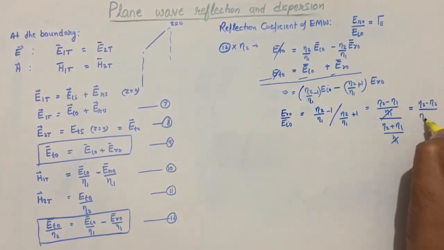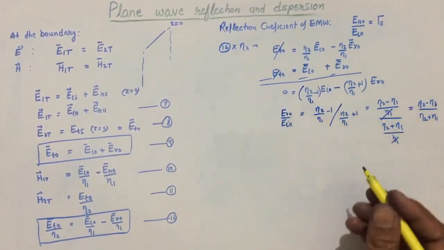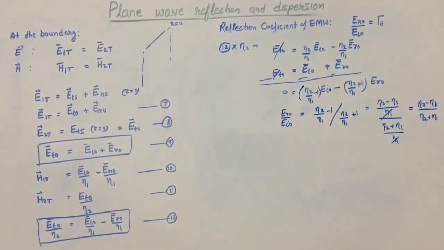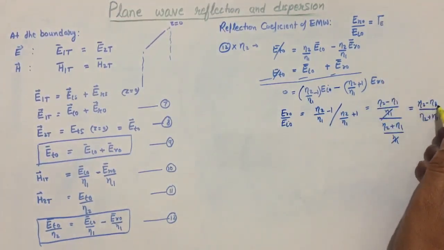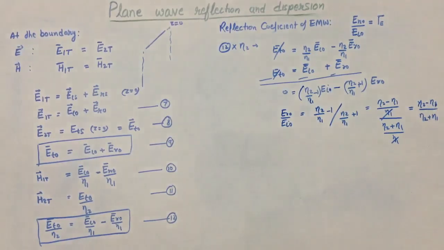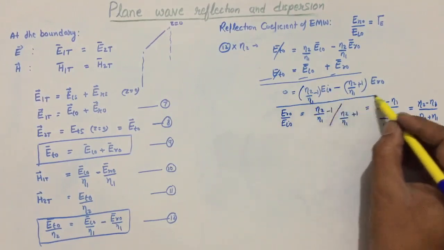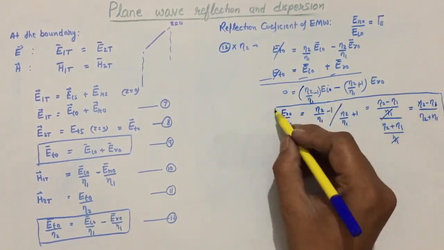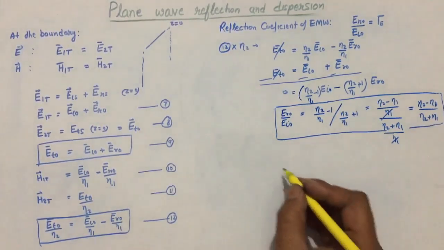impedance 2, impedance 1. This will be our final answer. So from here we can say the reflection coefficient is eta 2 minus eta 1 divided by eta 2 plus eta 1. Okay. Now let us try to find the transmission coefficient. So this is the final finding that we should remember. Now the next is the transmission coefficient.